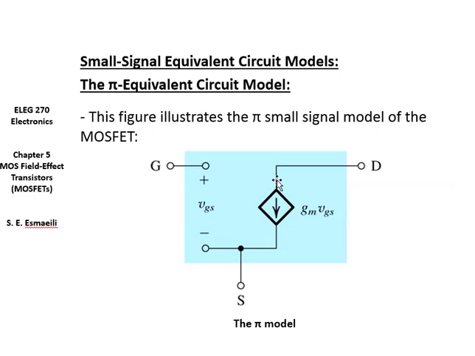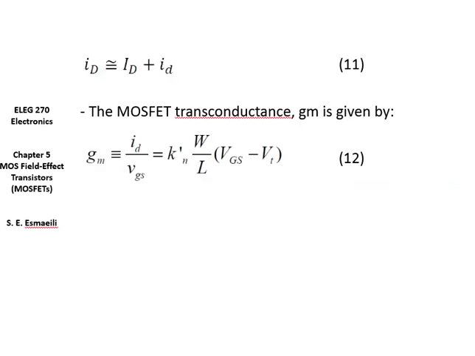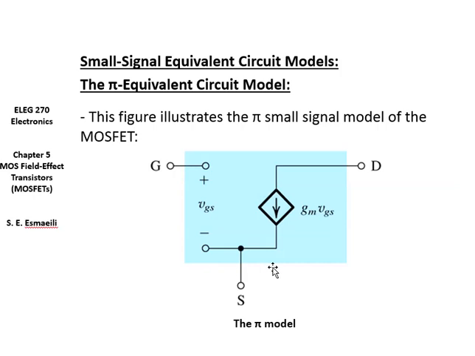Now, between the drain and the source, you will have a current source, as you expect. The value of this current source will be GM times VGS, GM times whatever the voltage is here. So, what is GM? GM is K prime N W over L VGS minus VT. This is super simple. And exactly like what you saw in the BJT, we have two different types to model. We have the pi model and we have the T model.